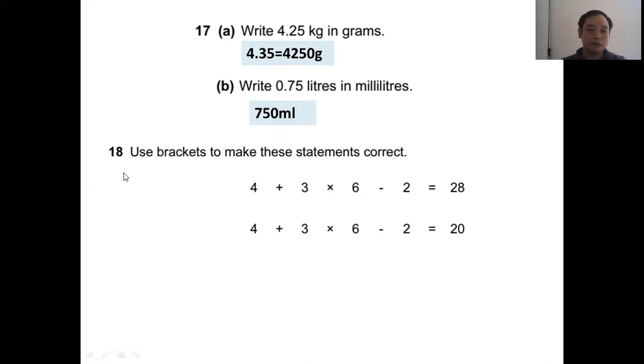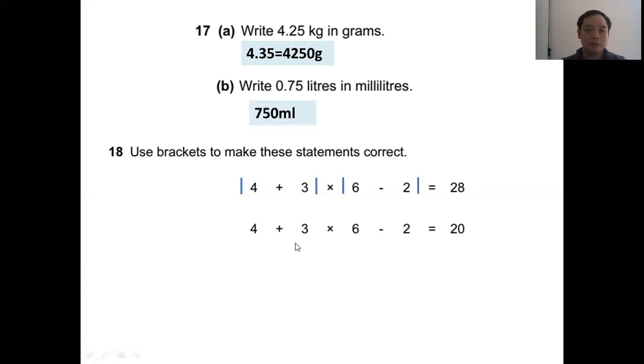Question 18. Use brackets to make these statements correct. So 4 plus 3 multiplied by 6 minus 2 equals 28. The way to do this is that you have to put the brackets in here. So 4 plus 3 equals 7, and the bracket in here, 6 minus 2 equals 4. So 7 multiplied by 4 equals 28.